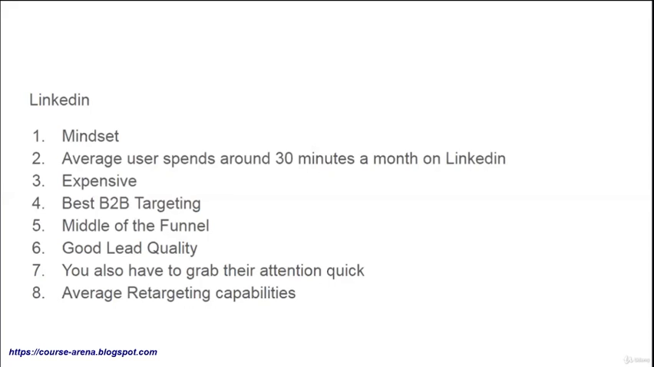Also, because it is expensive, like you're spending somewhere around $10 to $12 a click, you normally have to appeal in the middle of the funnel, because with that cost structure, you cannot go to the top of the funnel. But because of the awesome targeting that you are getting on LinkedIn, and because of the right professional mindset that people have when they are on LinkedIn, the lead quality that you would get from LinkedIn would be very, very high. As I said, the lead quality from Facebook is very, very less, but the lead quality from LinkedIn would be very, very good.